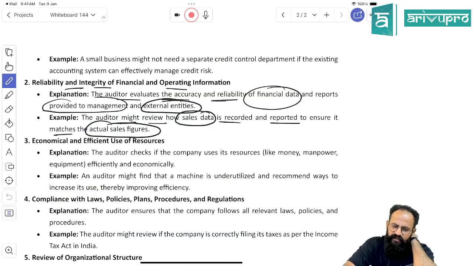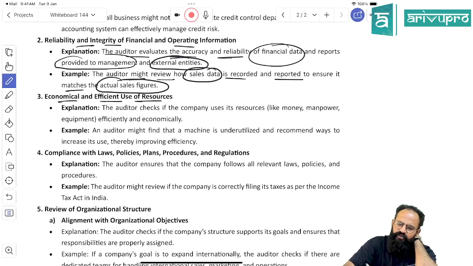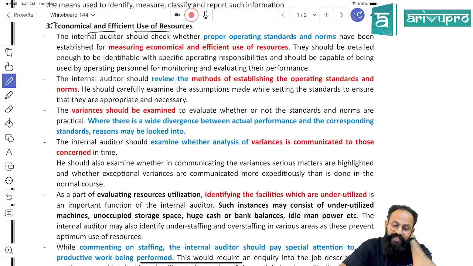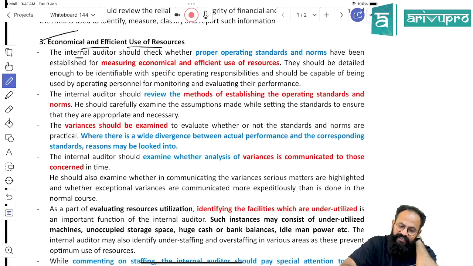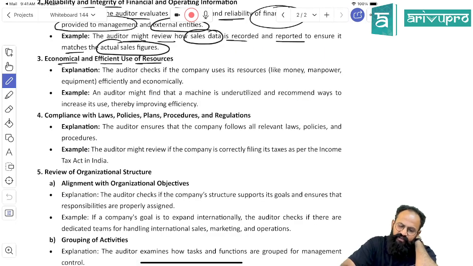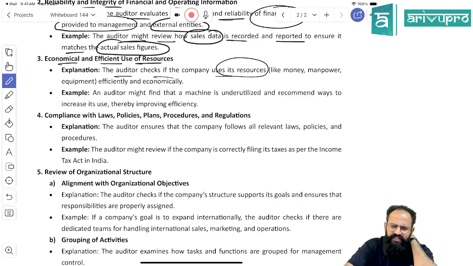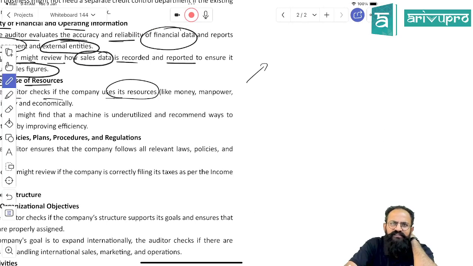Now what is that, sir? Now see here. Economical and efficient use of resources. What I have done here is I have tried to split it into multiple points. Now see here, the internal auditor, okay, first try to see the summary. What does it say? The auditor checks if the company uses its resources. What are the resources? It can be money, machinery, power, people, labor. All this is your resources only. Are they properly utilized? Now here only you will get three things. Are they overutilized? Are they underutilized? Are they optimally utilized?